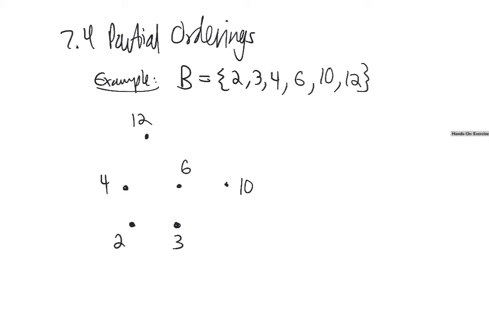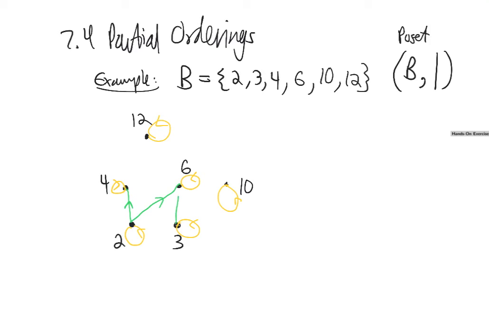So let's see. We're doing again the divides relation. This is our poset. So what's the digraph? Well, the digraph again is going to have these loops, which we're eventually going to erase, but this is good digraph practice because it's a reflexive relation. And we know 2 goes to 4, 2 goes to 6, 3 goes to 6, 6 goes to 12, 3 goes to 12, 4 goes to 12, and 2 goes to 10.